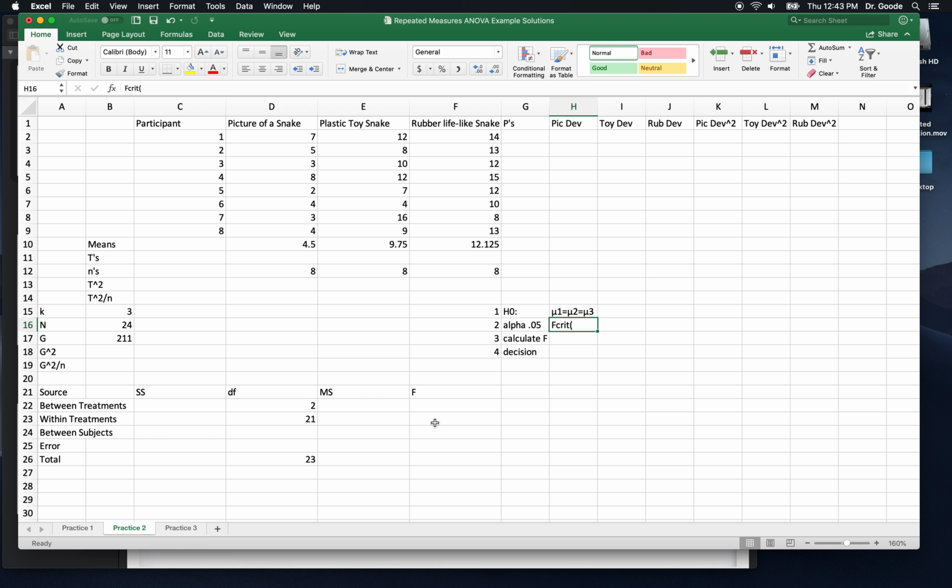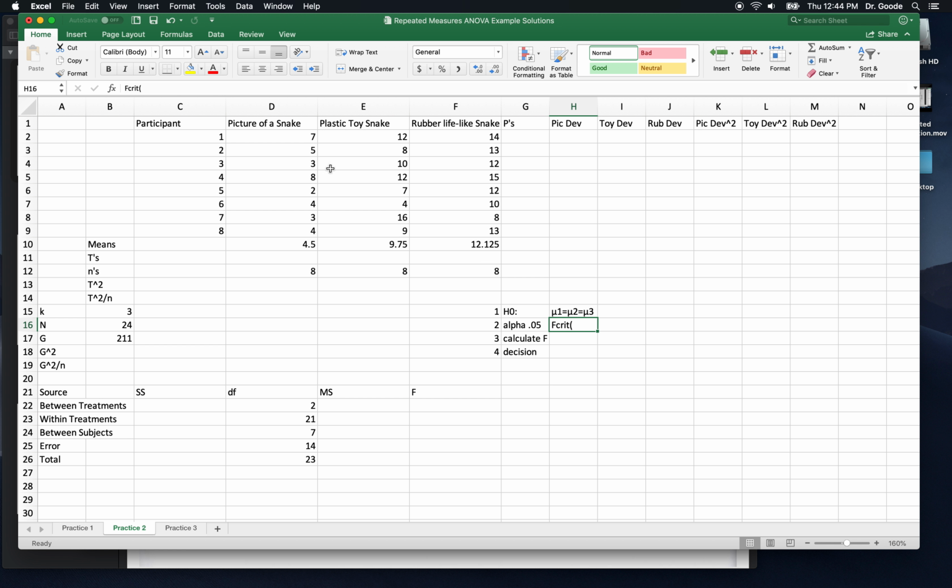But now we're still on step 2. F crit is going to be evaluated not at 2 and 21, but at error degrees of freedom. So we need between subjects, so we can subtract from within to get error. Between subjects is the number of subjects you have minus 1. I only used one of those n's because it's just the count of the participants here, 8 participants. So now we can get error degrees of freedom by subtraction: within treatments minus between subjects equals error. That's the same for degrees of freedom, and it's going to be the same for sums of squares.